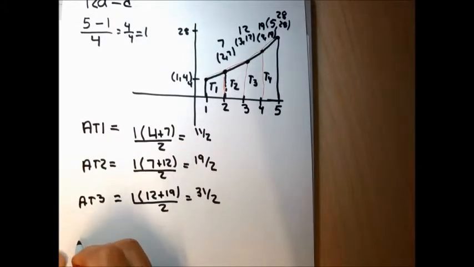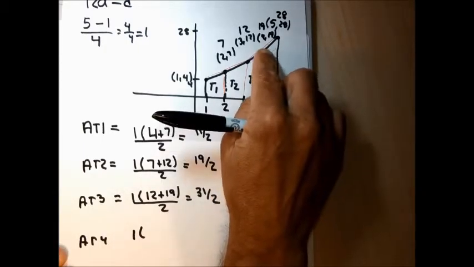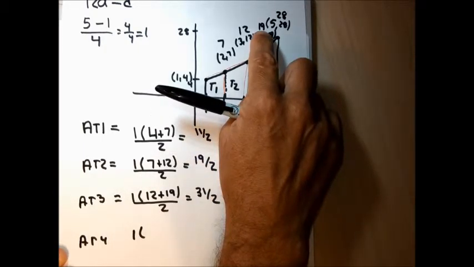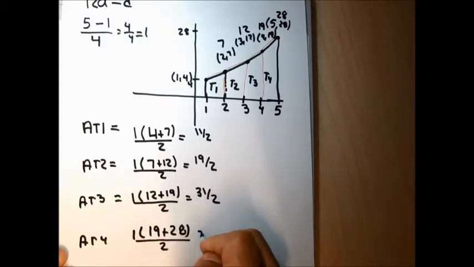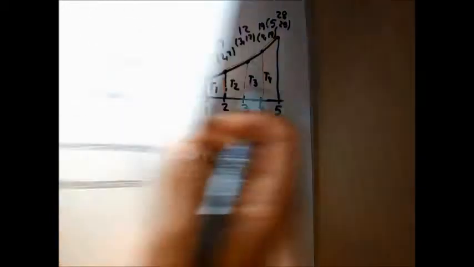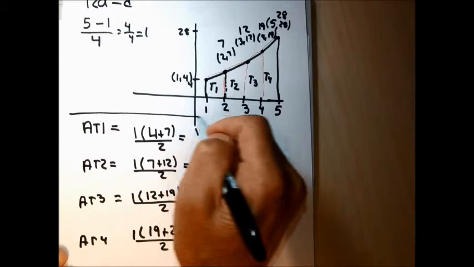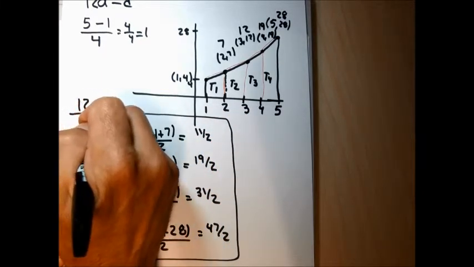And then lastly, the area of trapezoid 4 is the height, which is 1, times the y-coordinates of the edges, which are 19 and 28, over 2. 28, 30. This is 47 over 2. And this is the answer to part E. Find the area of each individual trapezoid. So this is 12E.